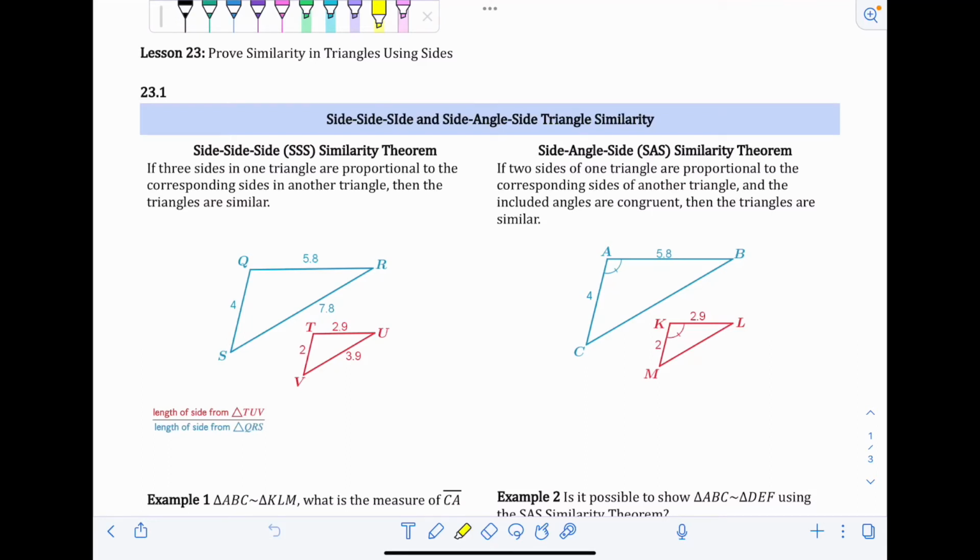Lesson 23 is proving similarity in triangles using their sides. So 23.1 introduces two new triangle similarity theorems. The one on the left is the side-side-side similarity theorem.